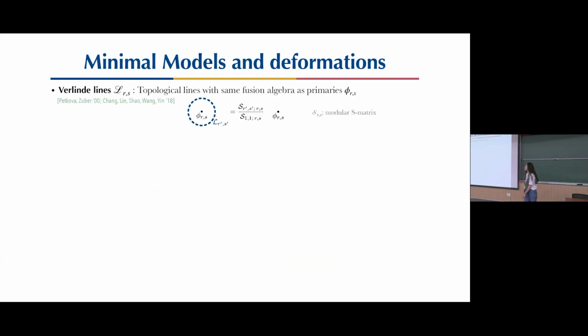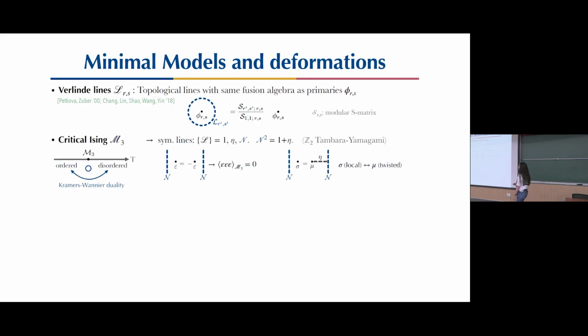Okay, so let's see some theories where these symmetries are realized. A simple example are minimal models. There, it is known very well what the topological lines are. They're called Verlinde lines, and they have the same fusion algebra as the primaries. And they act on the primaries in this way, where this is the modular S matrix of the CFT. So starting with the simplest minimal model, you have the critical Ising model with three primary operators. So this gives you three symmetry lines that are precisely this Z2 Tambara-Yamagami category.